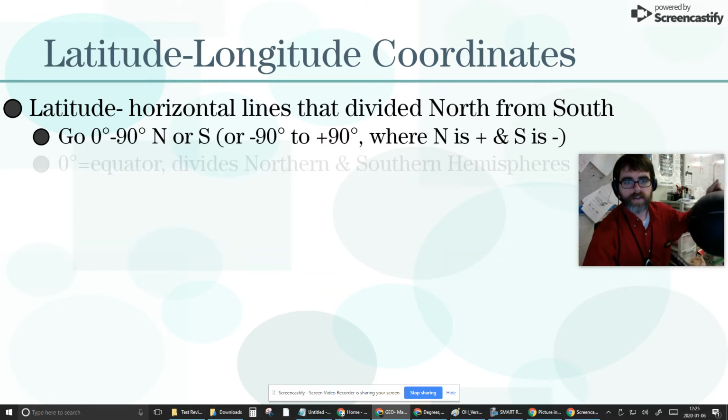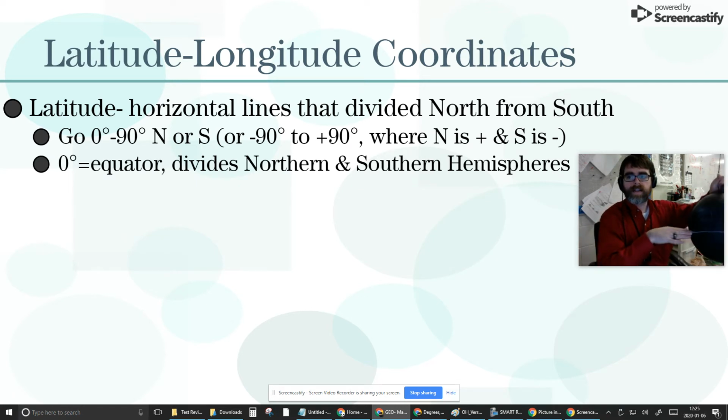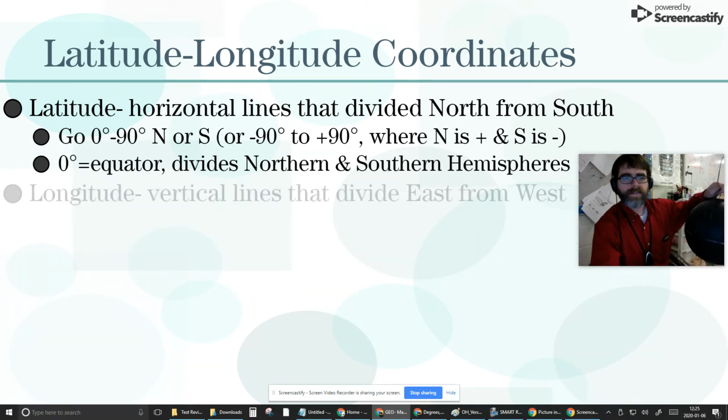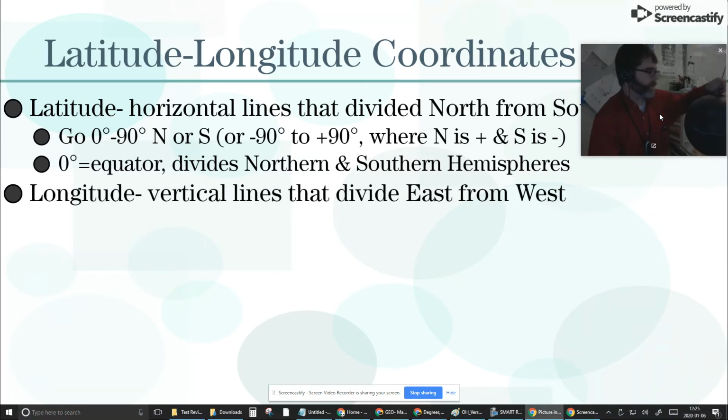And of course, our central point there is the equator, which divides the northern and southern hemispheres. There we have a definite defined point. For our longitude, they are vertical lines that divide east from west, and they go through an arbitrary spot that humans have picked called the prime meridian here. I believe it's that one. I might be off by one mark there, but there we go. The prime meridian, a vertical line that divides east from west.